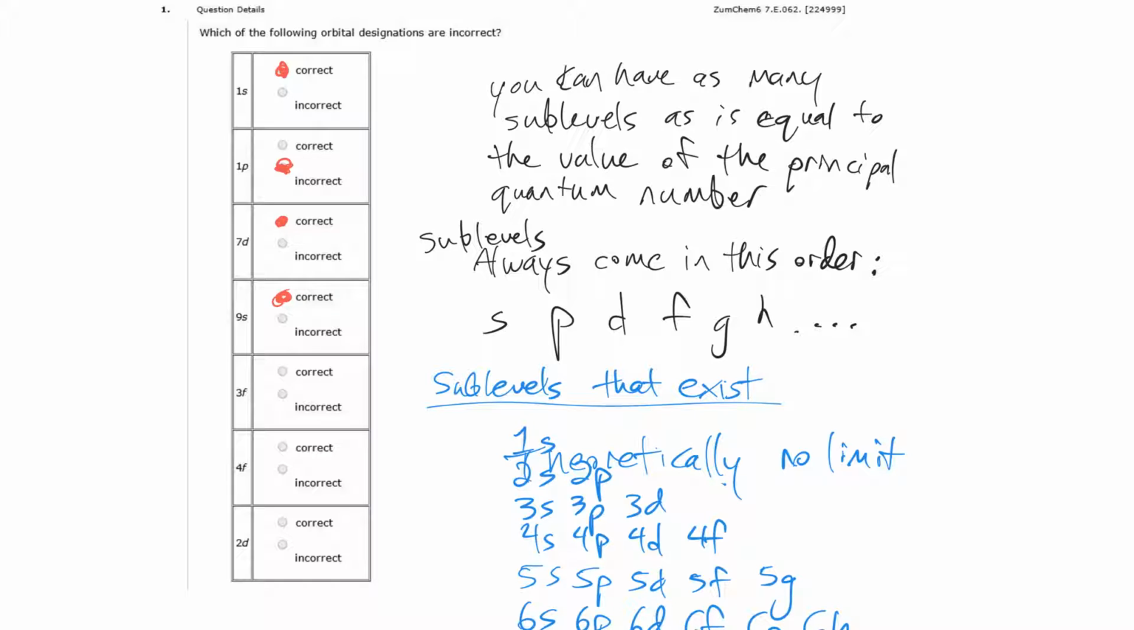3F, no. I had to erase that because I was not thinking. In the third principal energy level, you can have the S, P, or D sublevel, and that's it. You may not have a 3F sublevel. That does not exist. But the 4F sublevel exists. The 2D sublevel, no, you can only have S and P because there are only two sublevels.